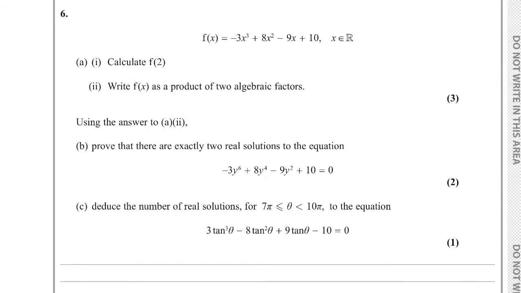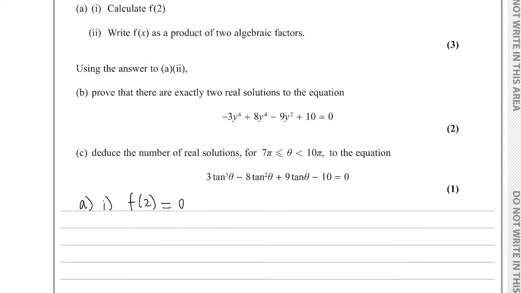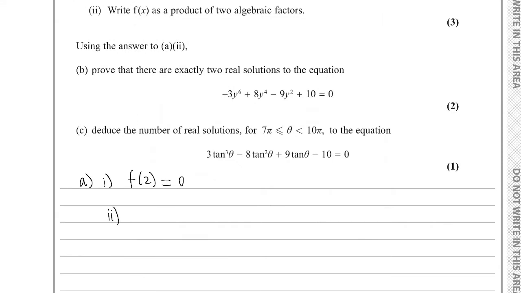In question 6, we're being given f of x, asked to calculate f of 2. So if we just plug in x is 2 into the expression for f of x, we get a result of 0. This is certainly telling us that x minus 2 is a factor of f of x. So when we come in the second part to write f of x as a product of two algebraic factors, all we need to do is to use long division. So minus 3x cubed plus 8x squared minus 9x plus 10. We'll divide that by x minus 2.